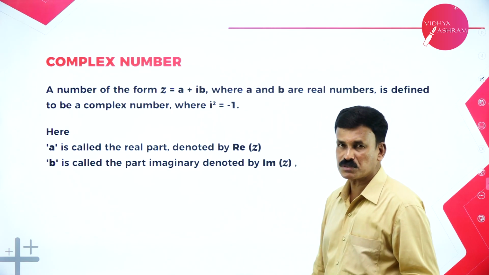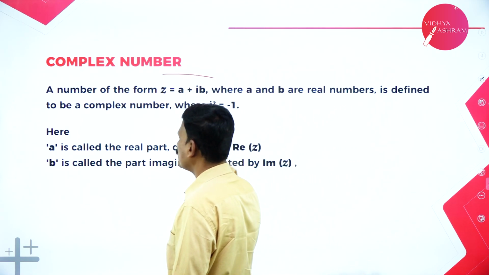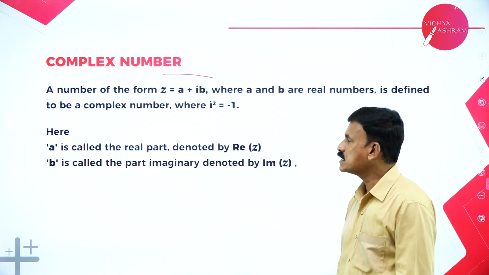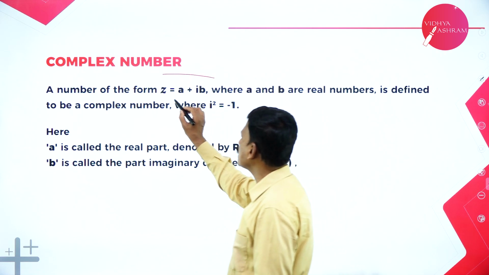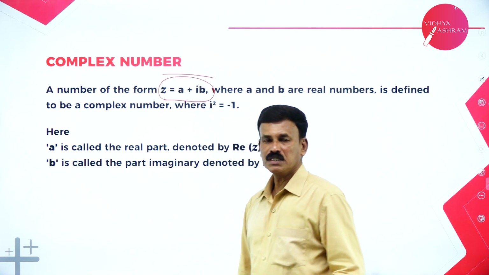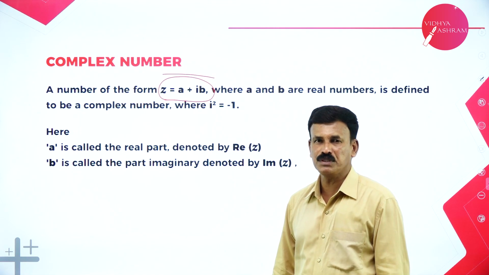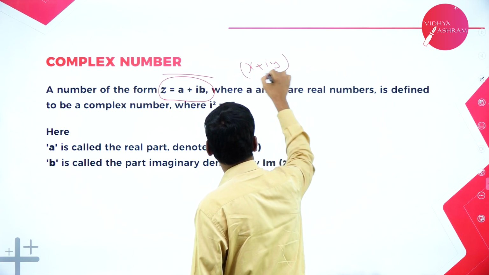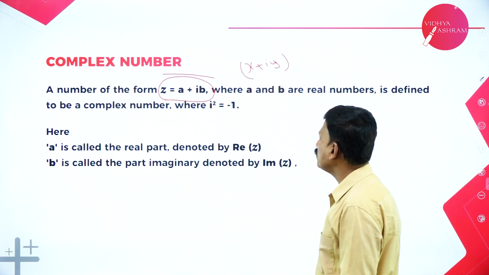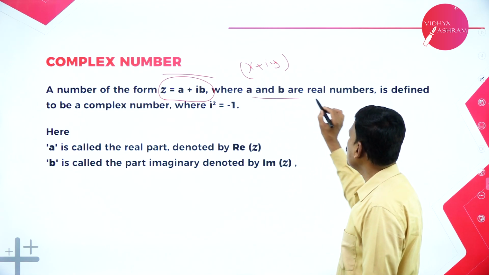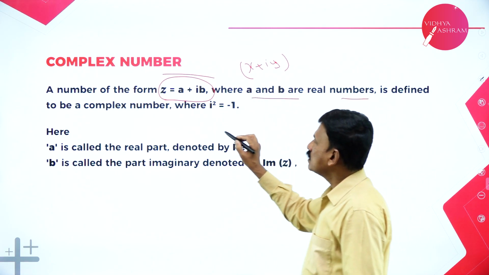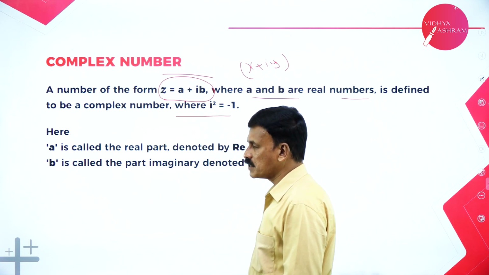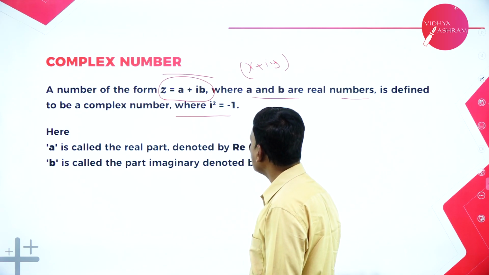Now let us know what is meant by a complex number. What is the definition of a complex number? A number of the form z is equal to a plus ib is called a complex number. Any number of the form a plus ib or x plus iy is called a complex number, where a and b are real numbers, and i square is equal to minus 1.